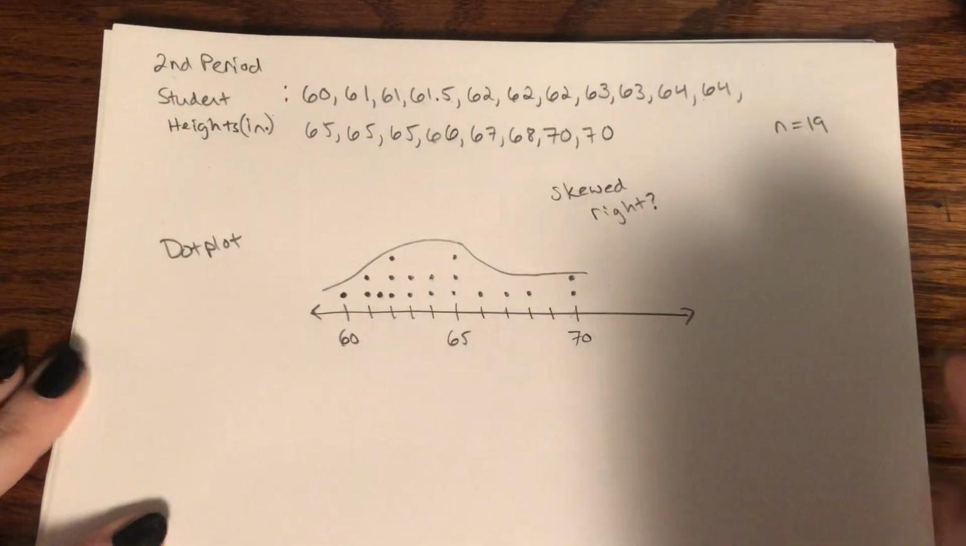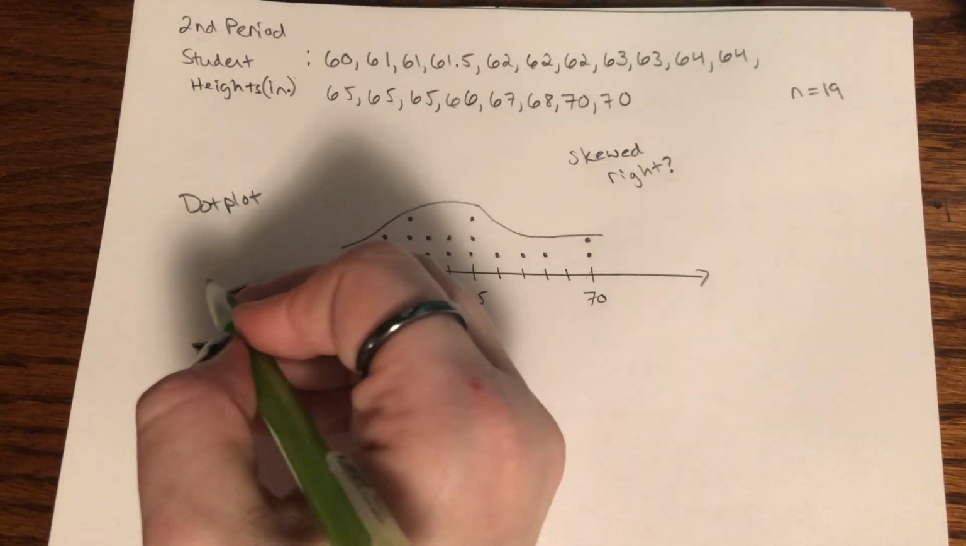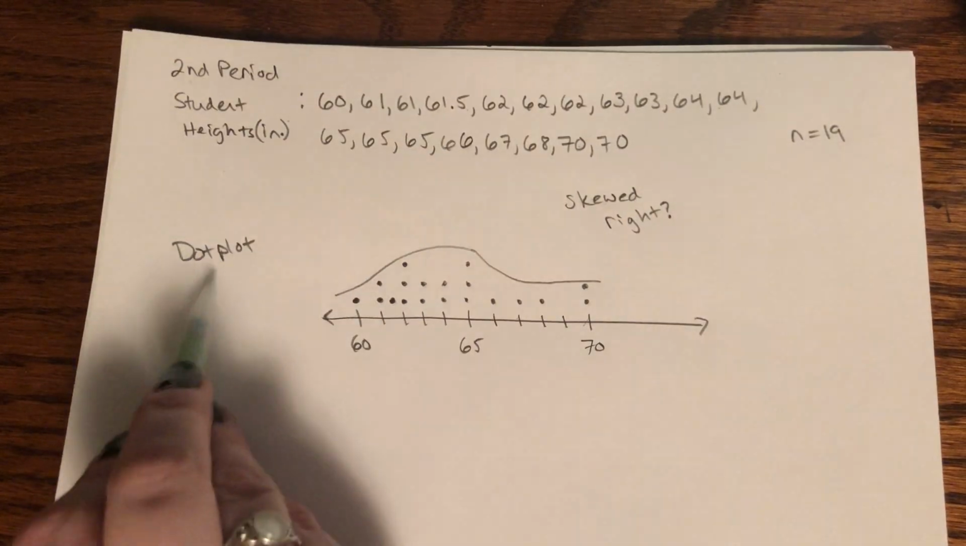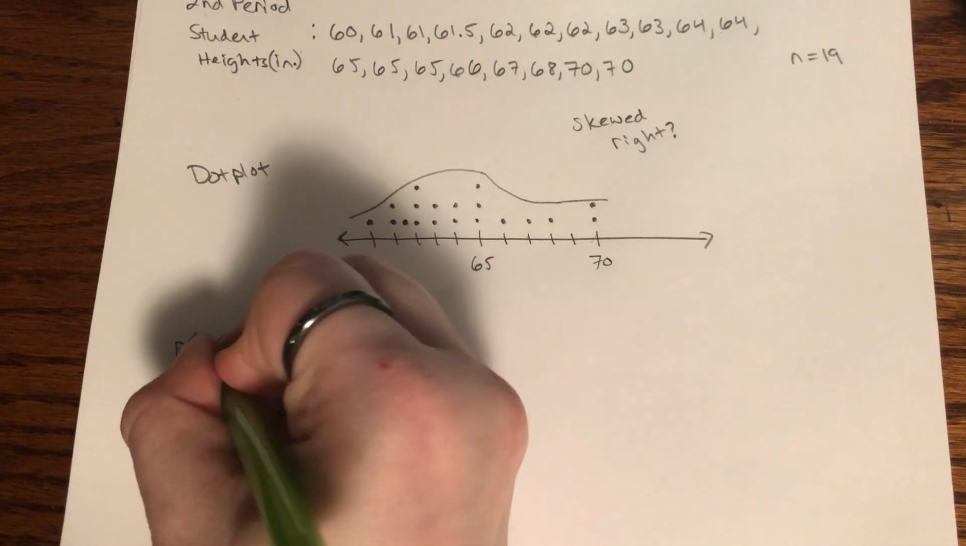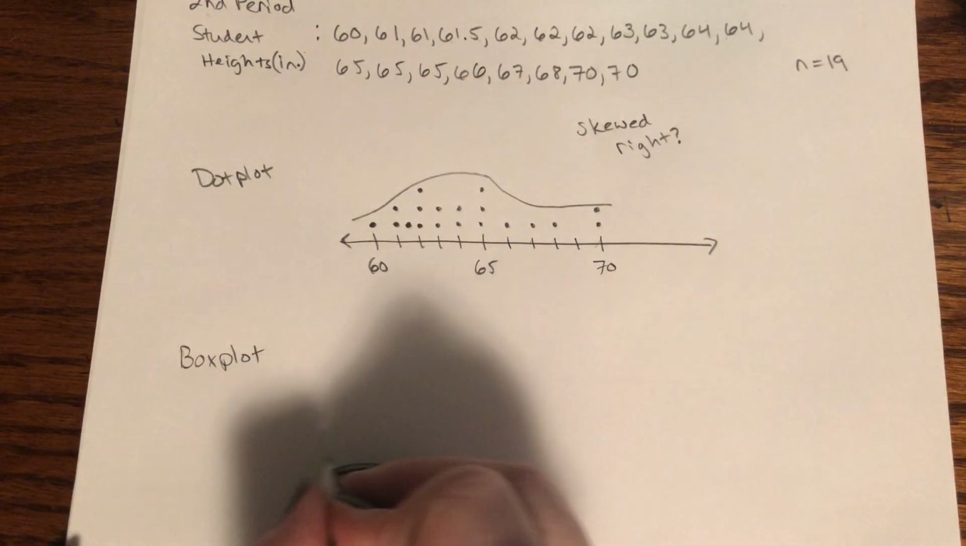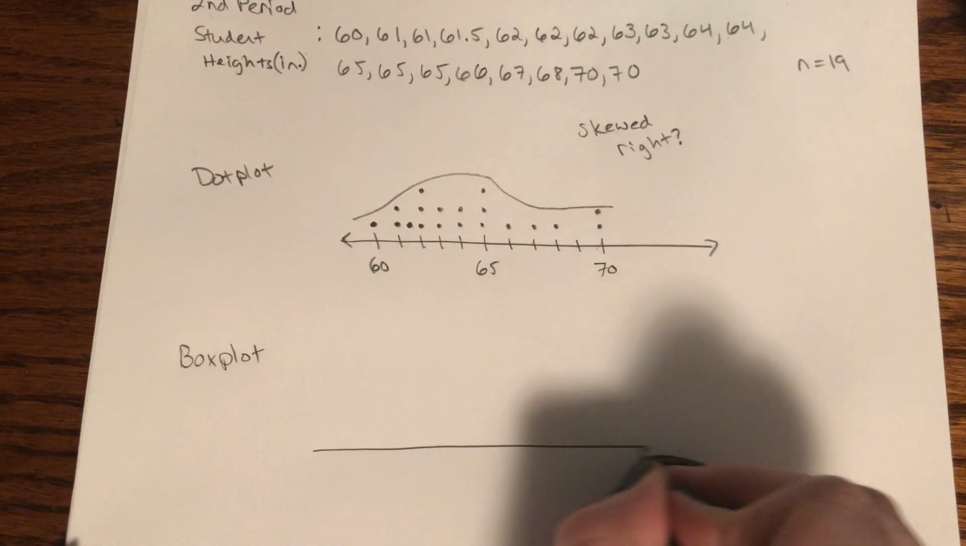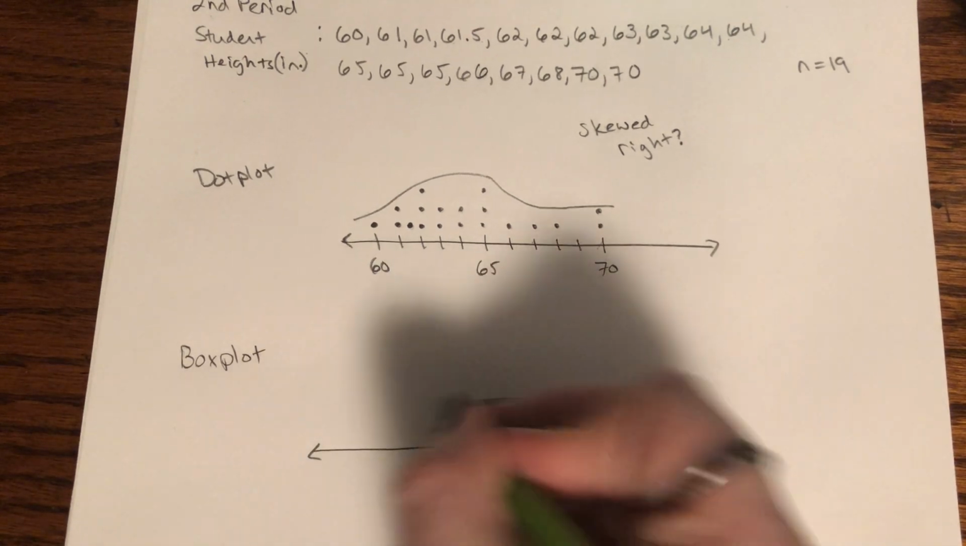Welcome back. We are going to take a look at how to create a box plot using the same data set that we started with for our dot plot. Now, just like with the dot plot, I need to create a number line and I need to have everything evenly spaced.